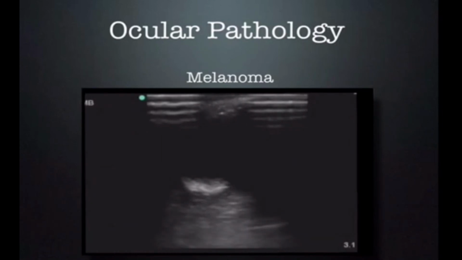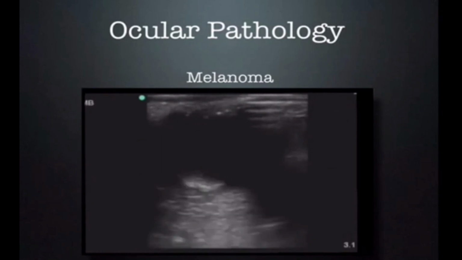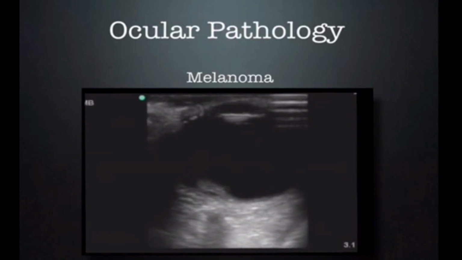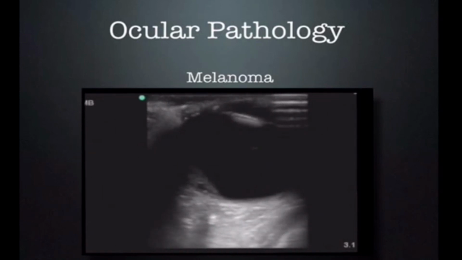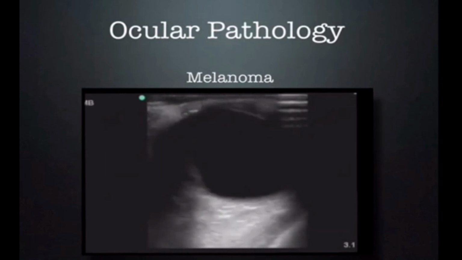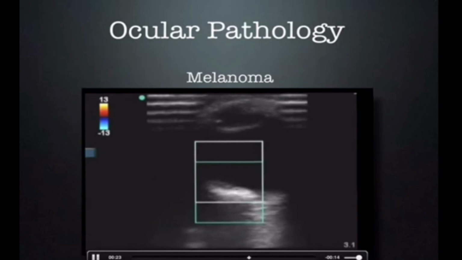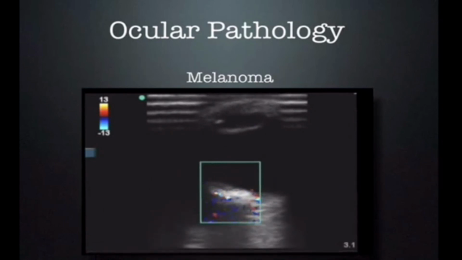Here we have a picture of one. We can see this lesion. It started in the choroid and it is into the vitreous. It's pretty easy to see because it's quite large. And this is an intraocular melanoma. Here we put on color. We can see the blood flow around it. So it's definitely within the choroid and expanding out. This is a melanoma.